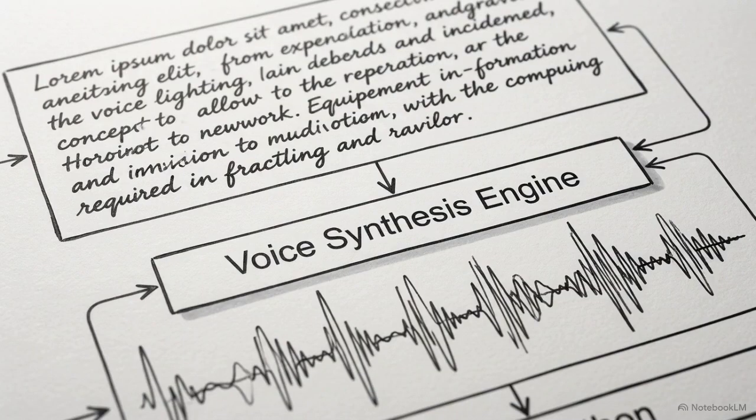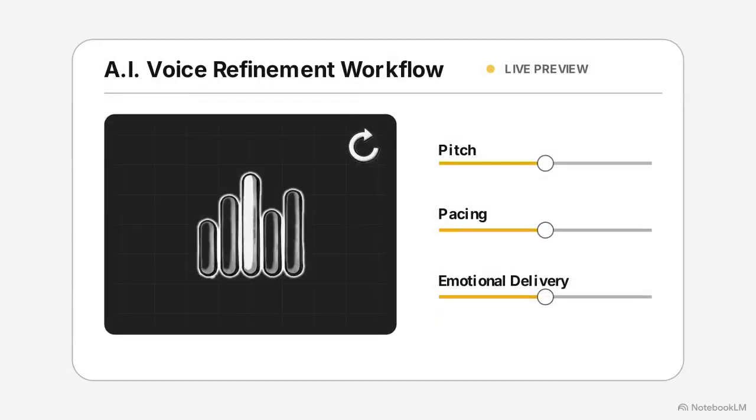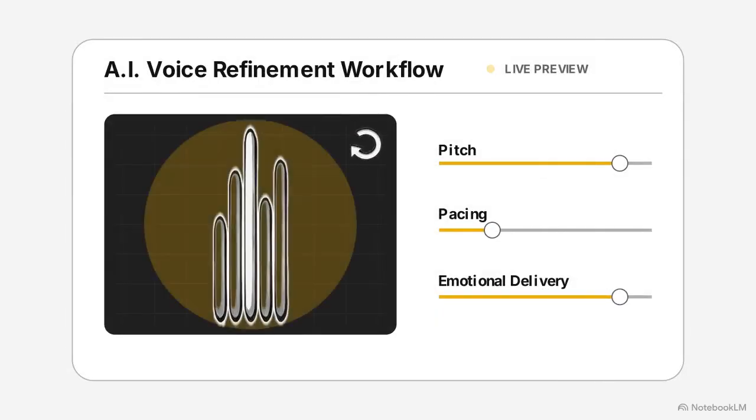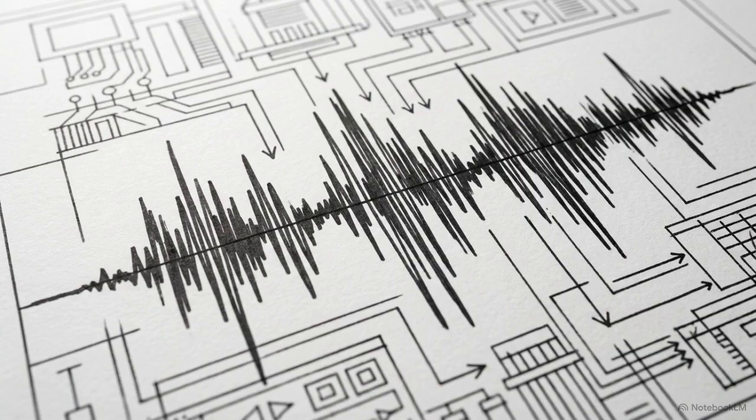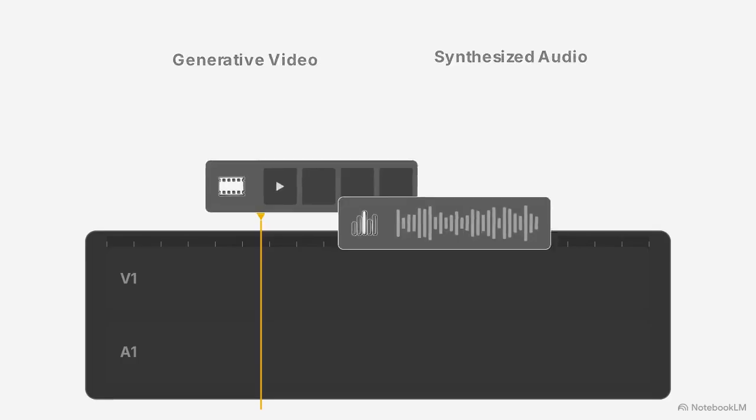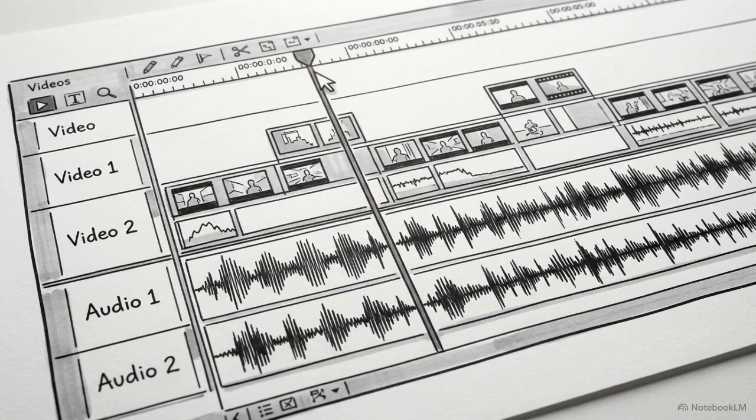Now, we take the approved text from our script and drop it into an AI voice cloning tool to generate the narration. We adjust the parameters, pitch, pacing, and emotional delivery, so the generated voice matches the established visual aesthetic. We pull both the visual clips and the audio files into our editing timeline for the initial rough assembly.